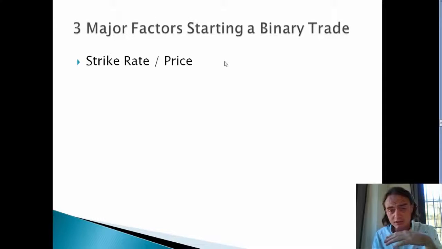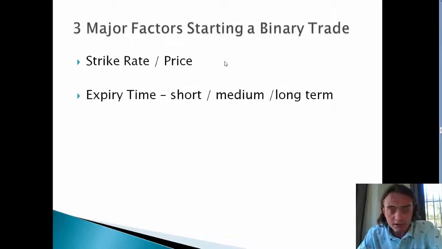So that's a key thing to look at, the strike rate. Basically, it's the price at which you place the trade. If you're hanging on until you reach a certain point in a chart, and when you hit that strike rate, then bang, that's when you go. So that's the price at the start of the trade.